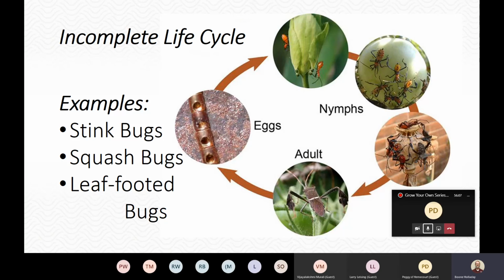You'll notice the difference in the egg masses in the picture in the middle here. If you start studying all the different types of egg masses, you'll be able to learn how to identify those and respond appropriately.